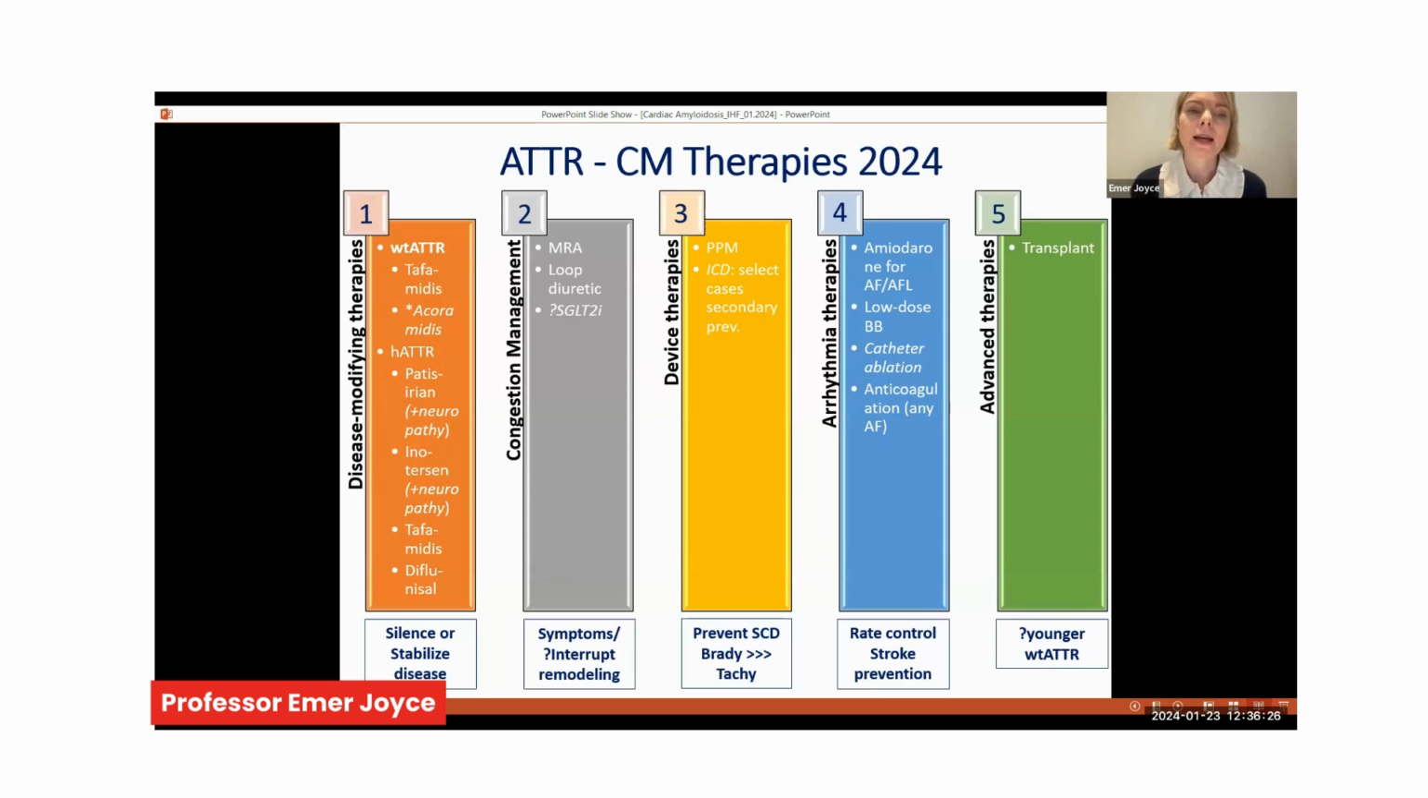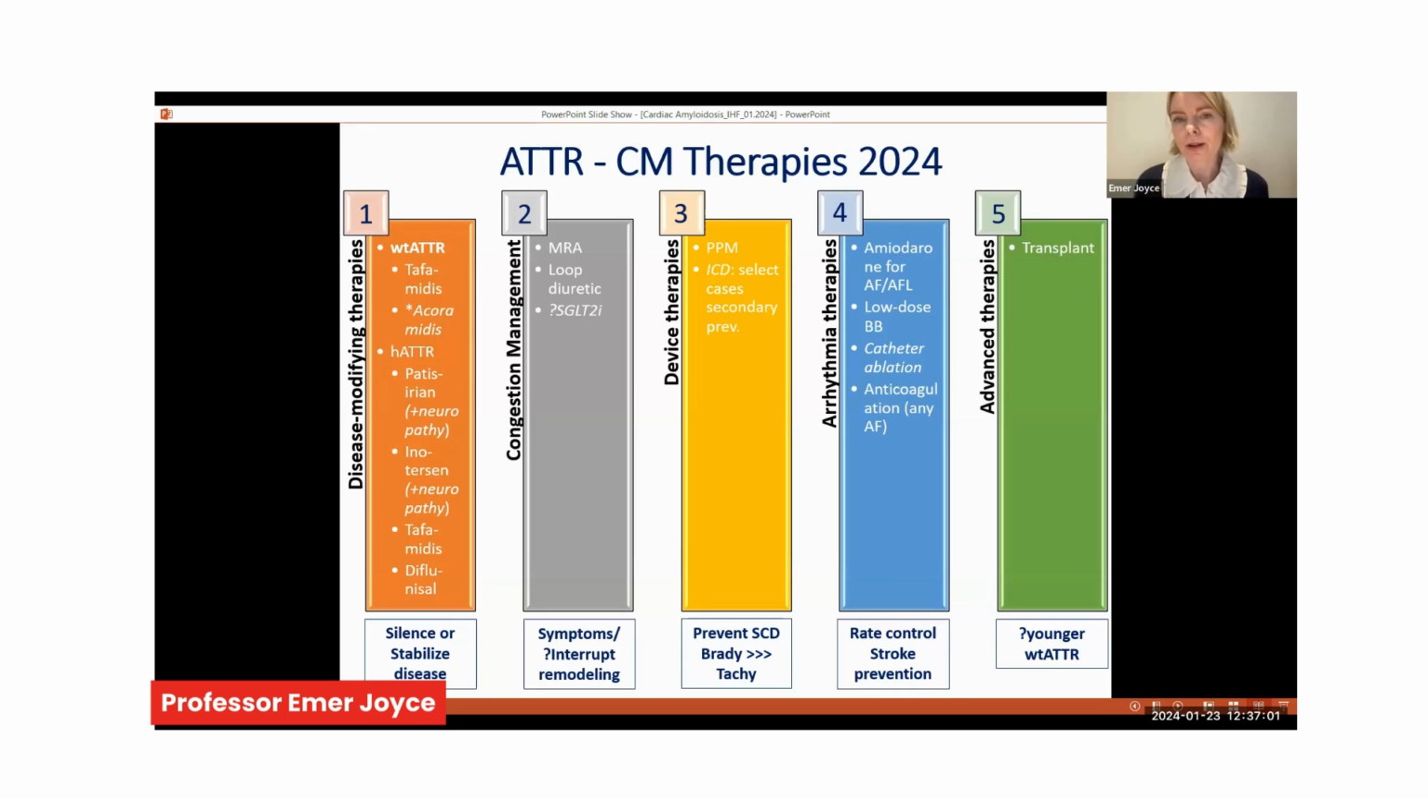But let's see. The second bucket is the heart inefficiency treatment, the congestion management. If you've started to have some fluid issues, you'll be on a loop diuretic, that's furosemide or bumetanide. You may be on spironolactone, Aldactone, which is very good as well. It's a weaker diuretic, but it's very good for the heart. There are newer medicines that other people with heart failure get, like Farxiga, Jardiance, or dapagliflozin, which we're using more and more in our amyloid patients as well. They seem to be quite useful to control that heart inefficiency syndrome.